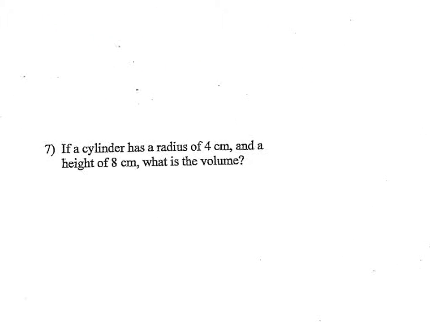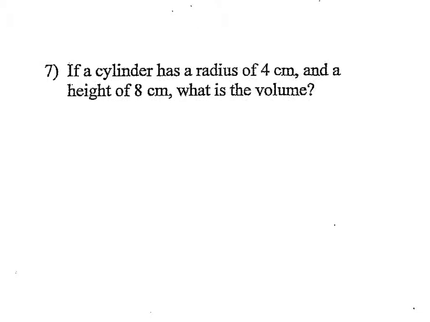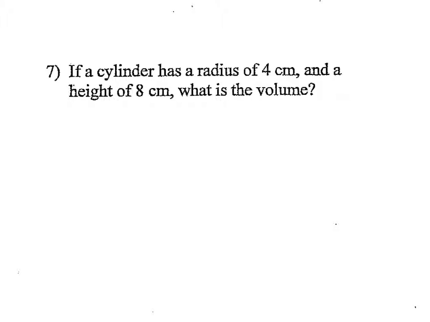All right, for number 7, they tell you that a cylinder has a radius of 4 centimeters and a height of 8 centimeters. What is the volume? So in this case, they have given you the radius, which is really nice. You don't have to do anything to get that radius. And they've said the height is also 8 centimeters. So when we plug this in, remember that the radius is halfway across the circle. That's what we need. Diameter is all the way across. We have the radius, so we're good to go.